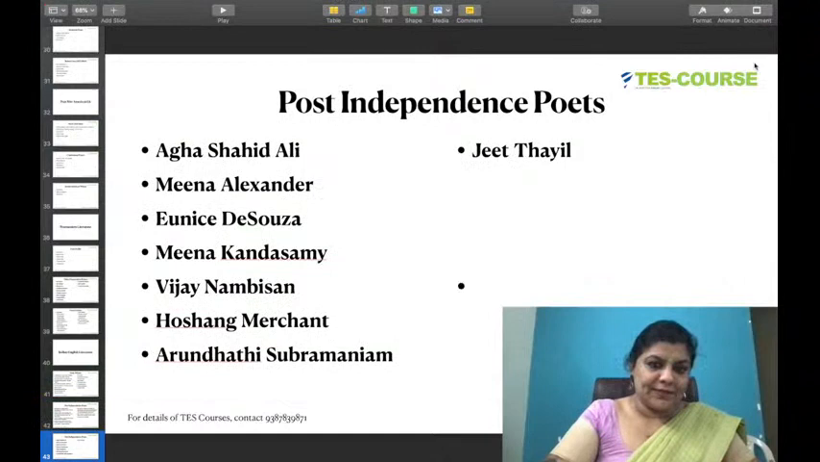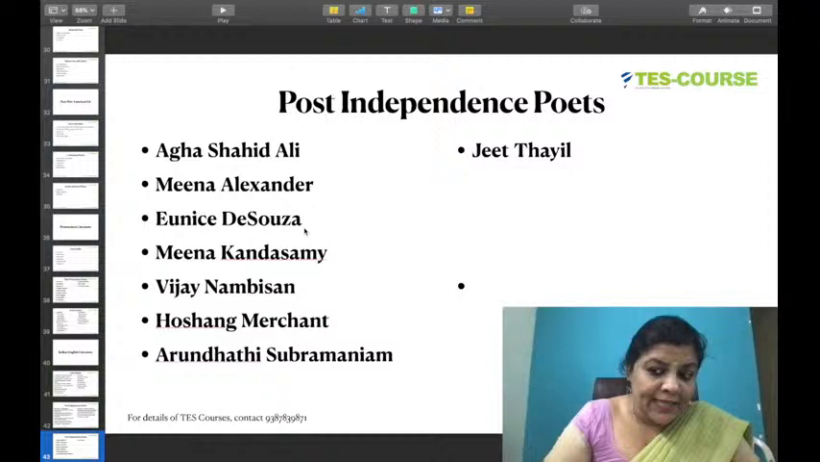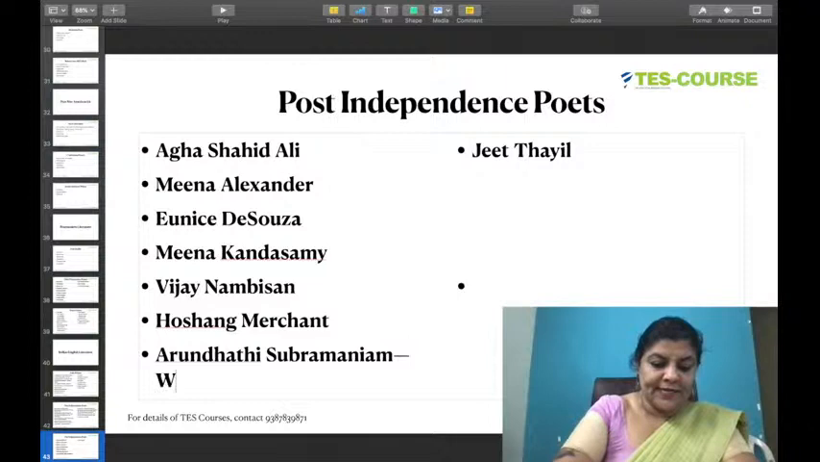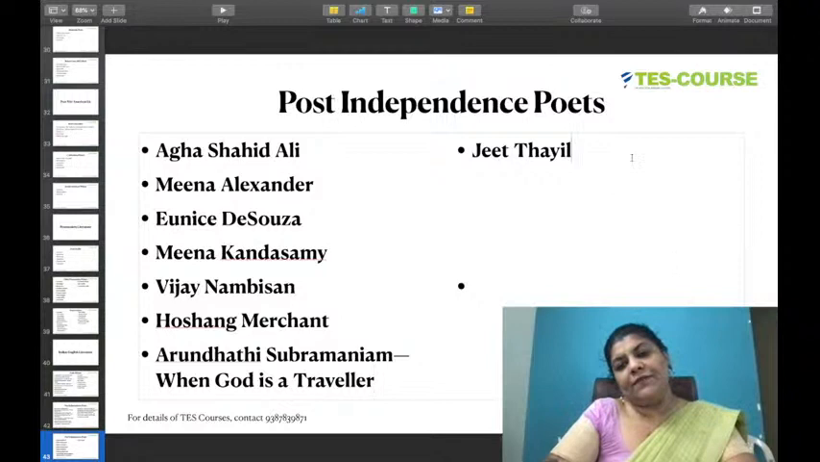Post-independence poets, second generation: Agha Shahid Ali, Meena Alexander, Eunice de Souza, Meena Kandasamy. Please look up all these people. There will be questions based on them. Which is the award-winning book by Arundhathi Subramaniam? When God Is a Traveller. Recently, When God Is a Traveller.